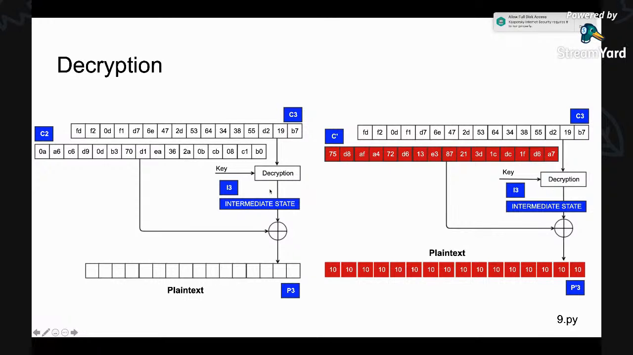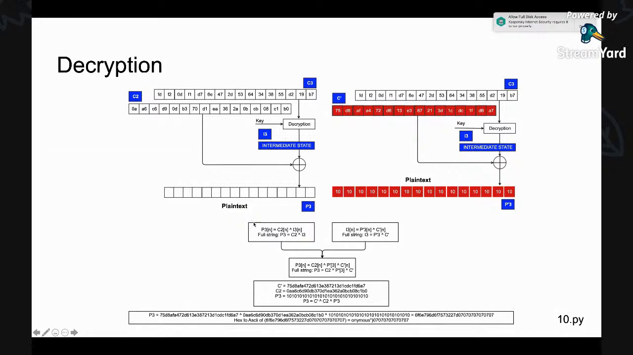So let's just compare these two diagrams. So P3 is equal to nothing but I3 XORed with C2. Okay, so this is the first equation that we have discovered, and I3 is equal to nothing but P'3 XORed with C'. So this is the second equation that we have discovered.